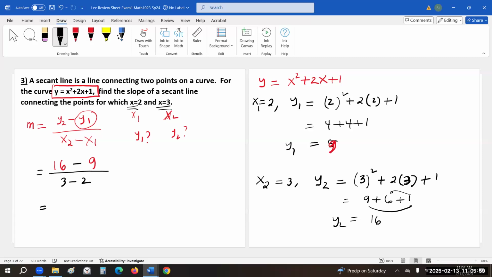What is 16 minus 9? 7. And 3 minus 2? 1. So the answer is 7 over 1, but the 1 is invisible. They have to write it down. You can keep it, no problem, but in general, you just ignore that. Okay. Any question here?